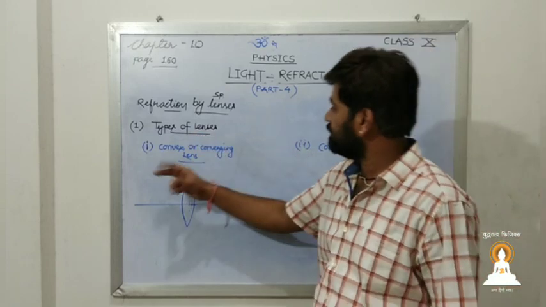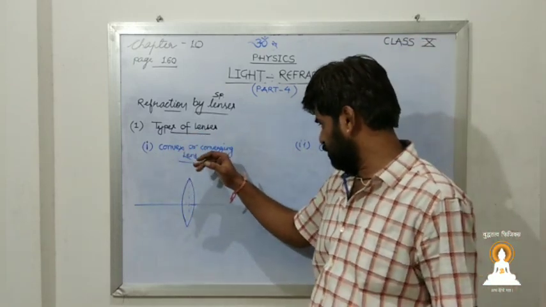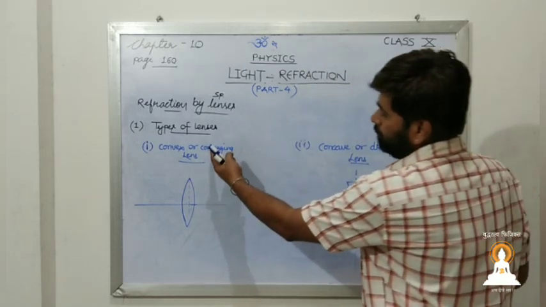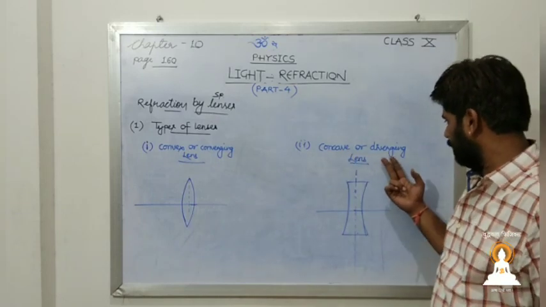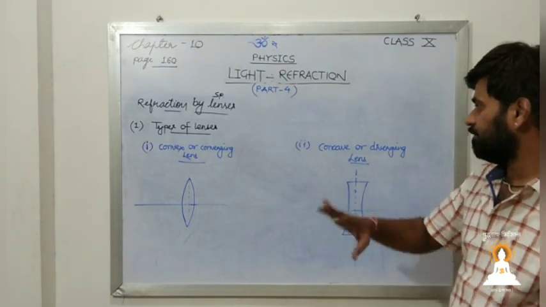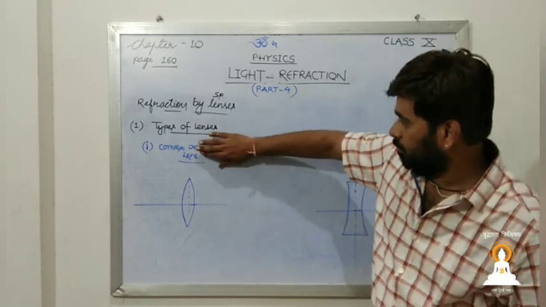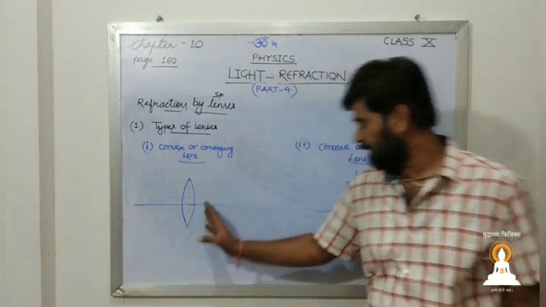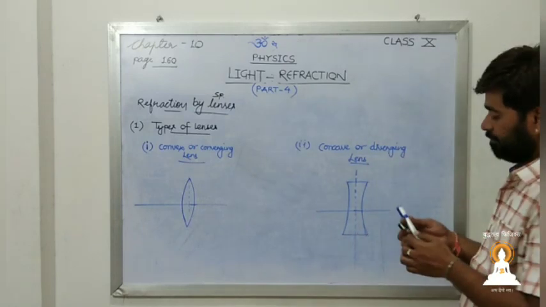Types of lenses: the first one is the convex lens, and it is also known as a converging lens. Remember, don't get confused between converging and the other one, which is the concave lens, or diverging. Diverging and converging, you will see later on. Right now, convex lens means what? The lens of such type. These are the lenses.